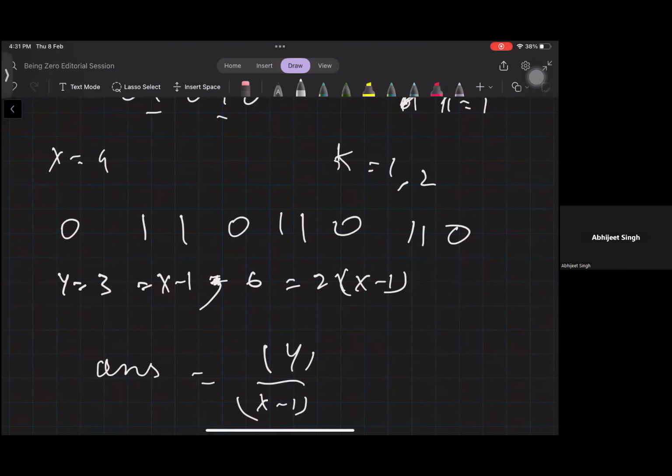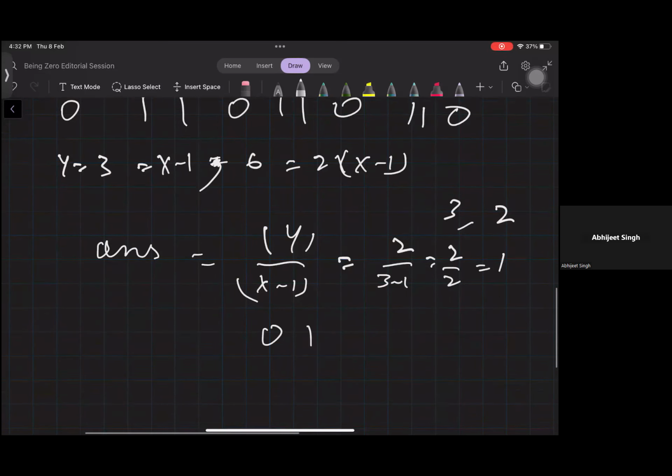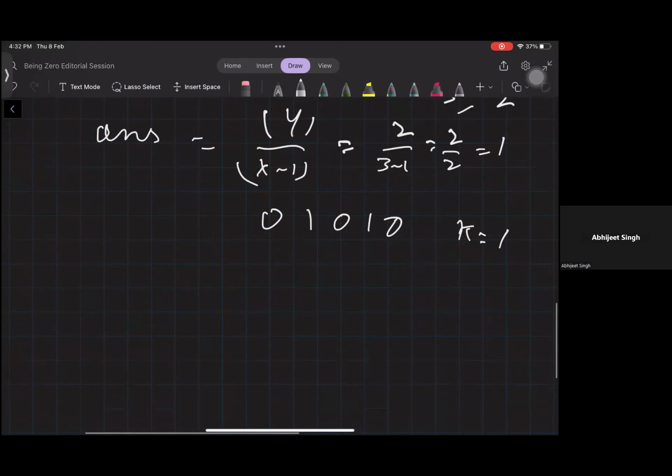Let's see if this works or not. For our sample test case, x is 3 and y is 2. We put it over here: y is 2, x is 3 minus 1, which is 2 by 2. This gives us 1. And as we can see through the placement, this is the best placement we can have where k is 1. So yeah, the formula works.